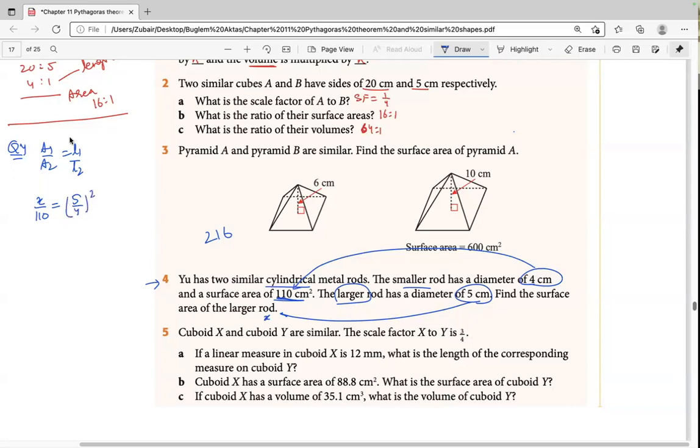172, if I round it up. Just a minute. 5 divided by 4 squared times 110 is, yes, 171.875, which is 172 or 171.9. That would depend on the accuracy of answer asked. That's correct.